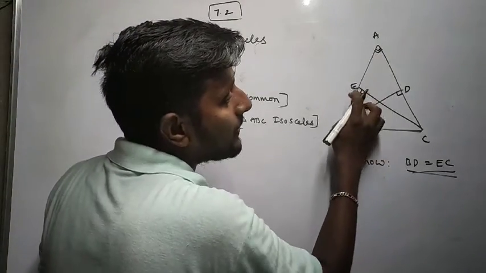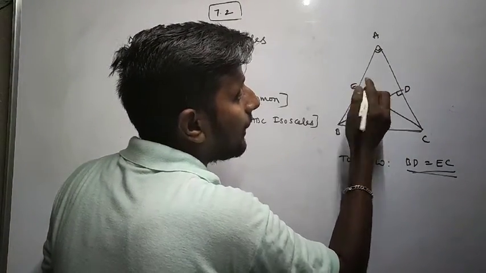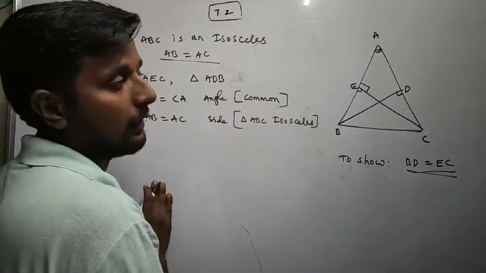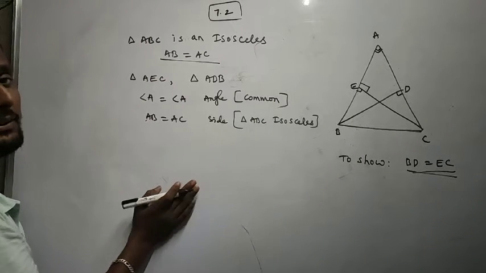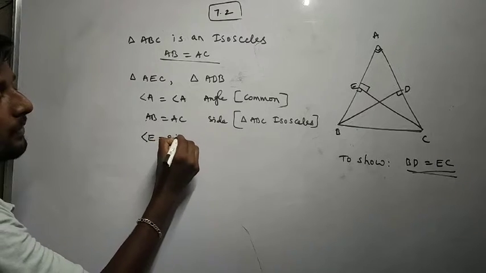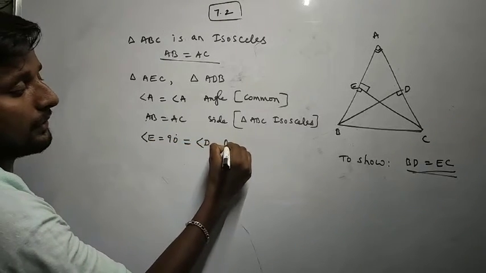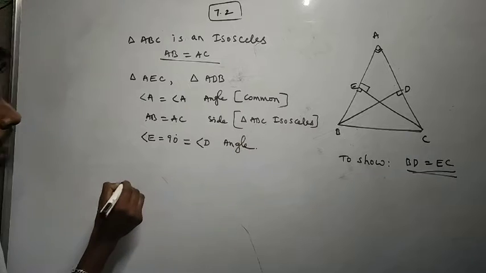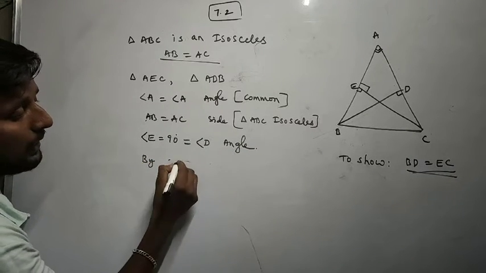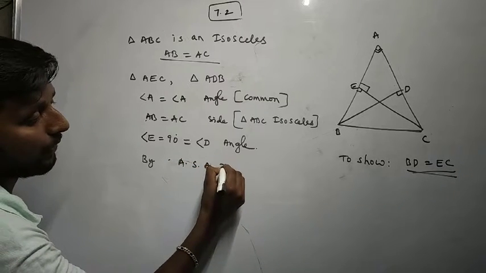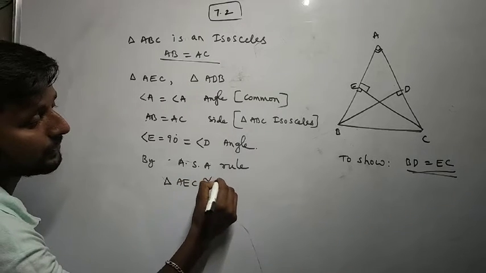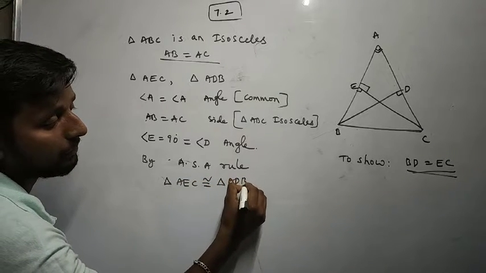If you look at AEC triangle, if one part is 90, the other part is also 90, correct? Because it is perpendicular. The height, the altitude, makes 90 with the opposite side. So here I'll write angle E is equal to 90, angle D is equal to also 90. So it's an angle. So by ASA rule, triangle AEC is congruent to triangle ADB.